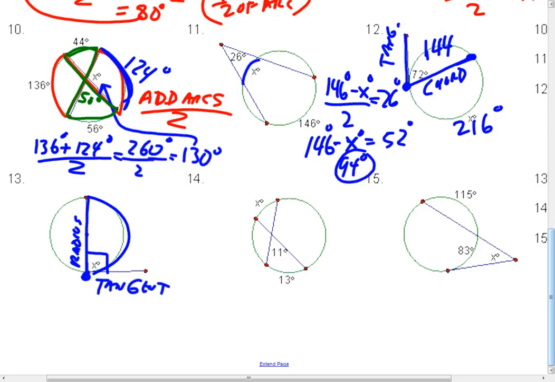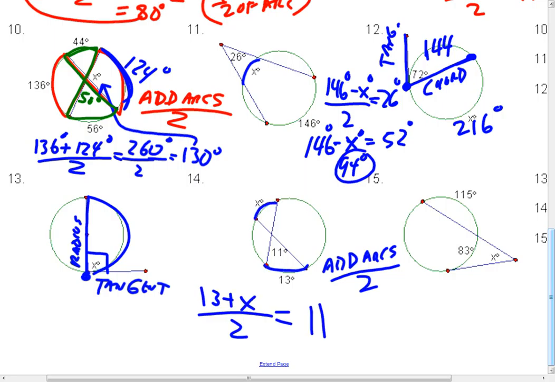We've got a two chord situation. What do I do with the hourglass? Add arcs, divide by 2. So what are the arcs? I got 13 plus x divided by 2 is going to give me 11. You could do this in your head. Really, you need two numbers whose average is 11. That means that has to add up to 22. That means that x is 9. Is that right?